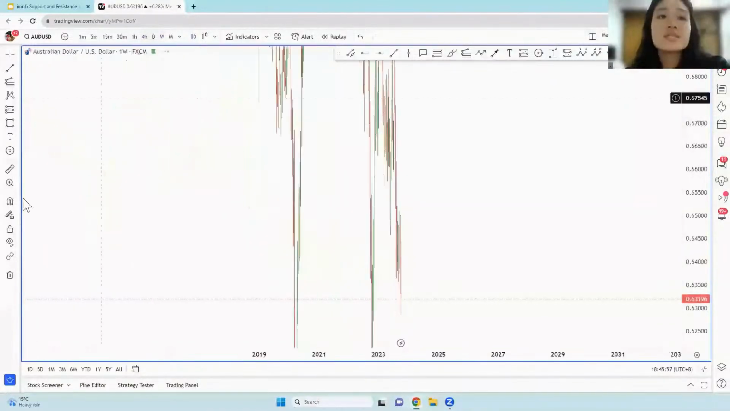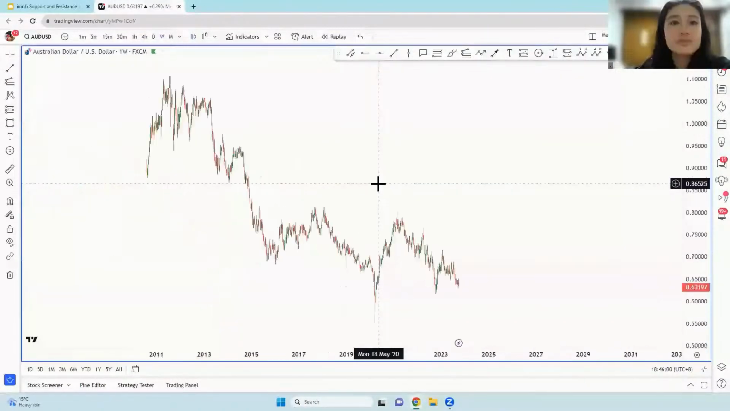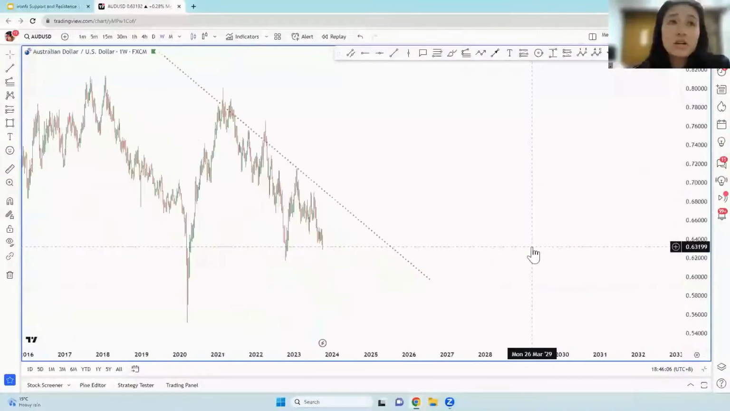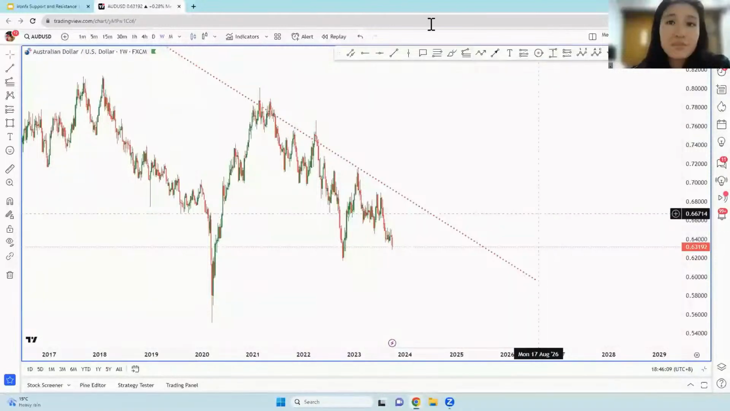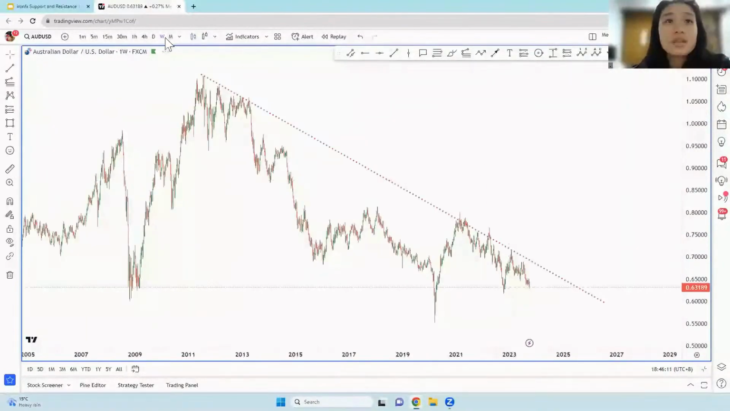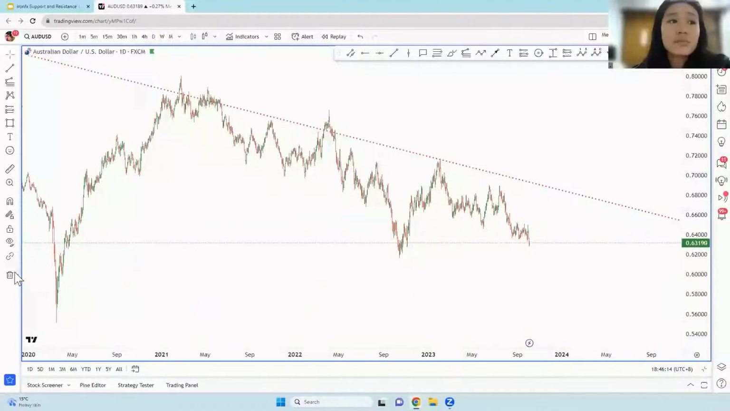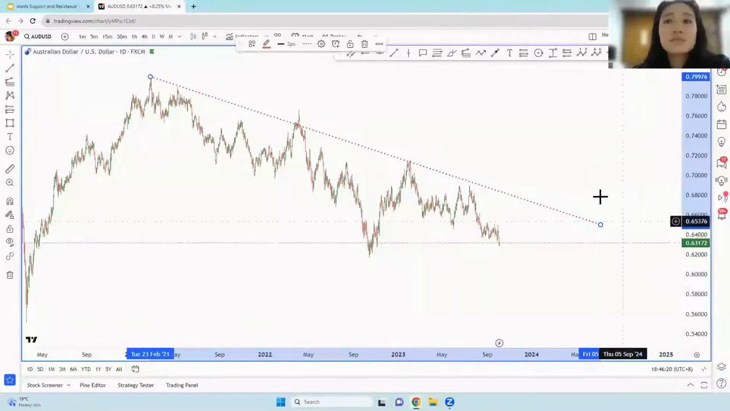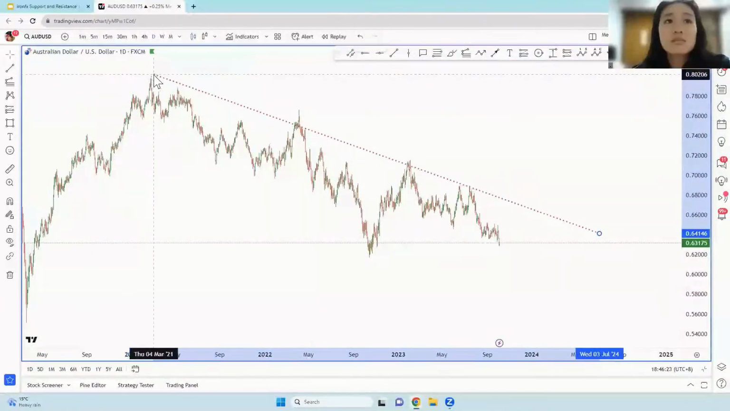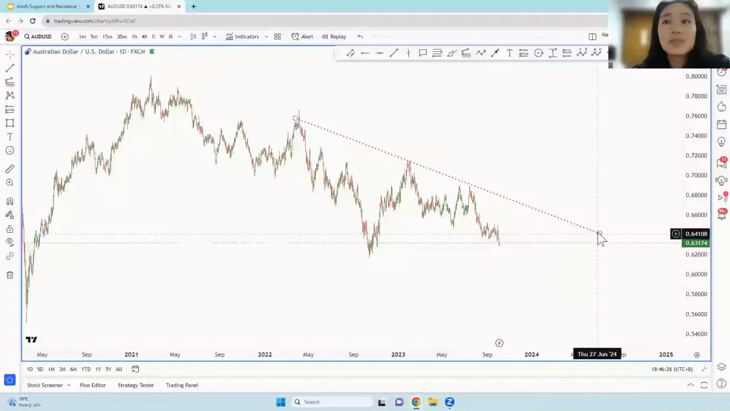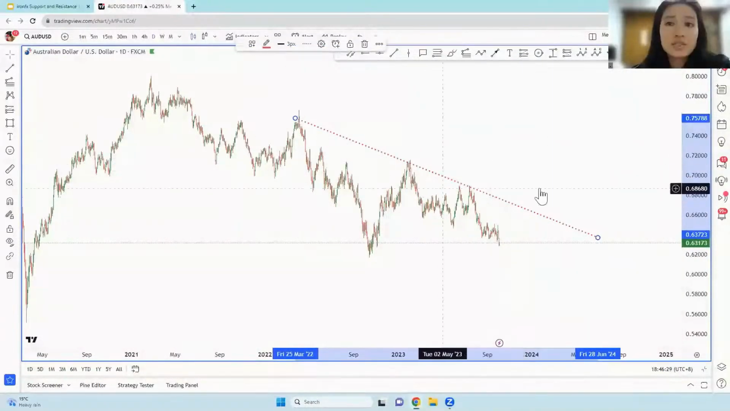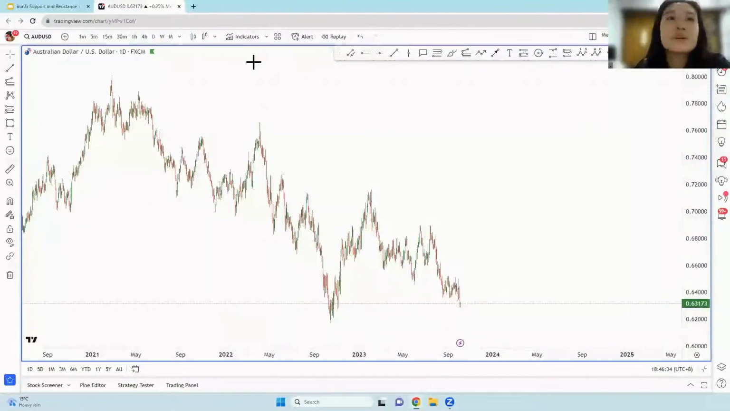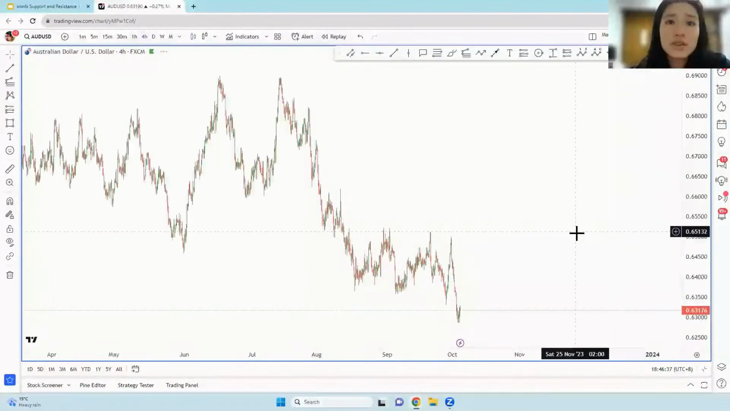Okay, same thing, I'm going to analyze this on a weekly chart. Yep, we have a descending trend line on our weekly time frame. Next, if we take a look at our daily time frame, also a descending trend line here. Remember the three touches here. Okay, next, our 4 hour time frame.